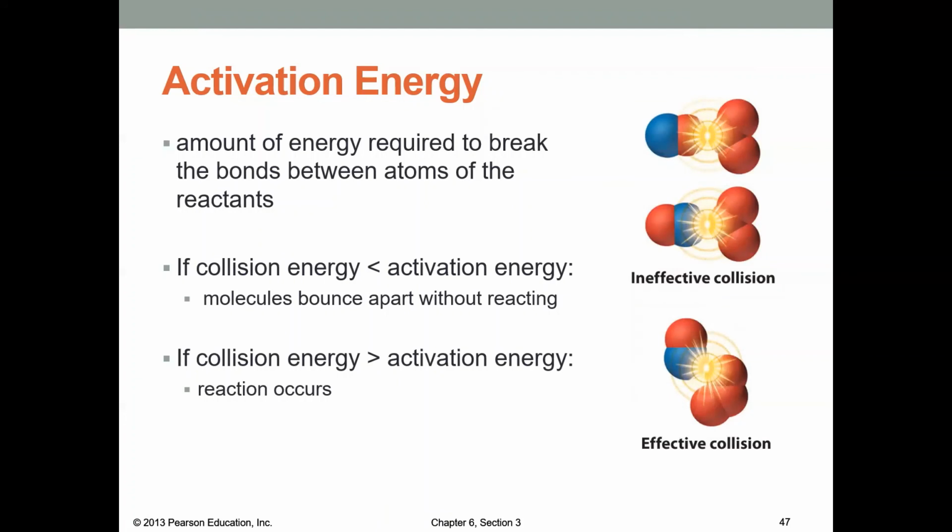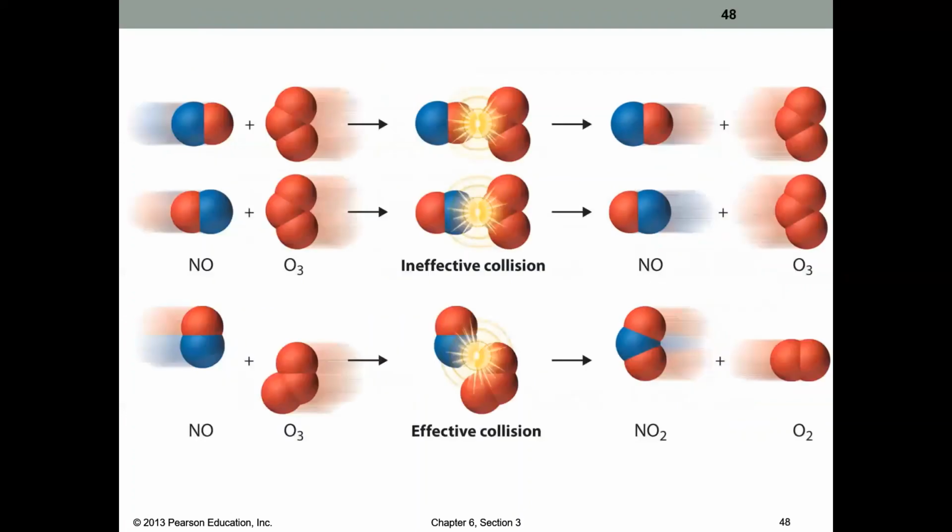Now, if the collision energy is less than the activation energy, the molecules just fall apart and revert back to reactants. If the collision energy is greater than the activation energy, the reaction actually occurs and we form products. We overcome what we call the transition state. So they have to collide, they have to be oriented properly, and then there has to be enough energy in that collision for them to stick.